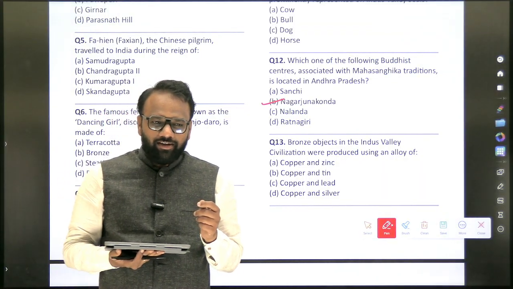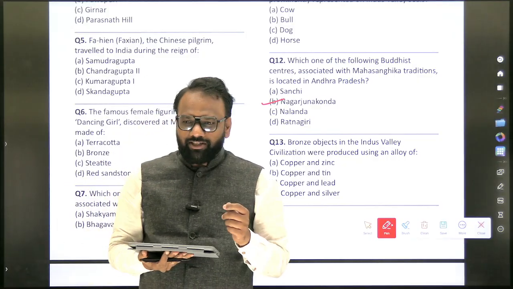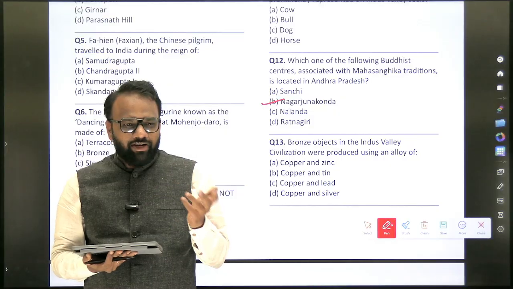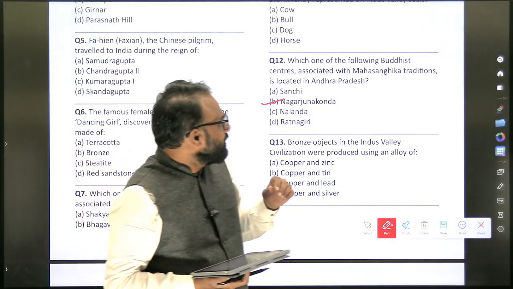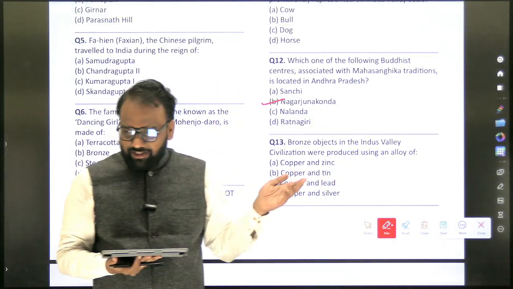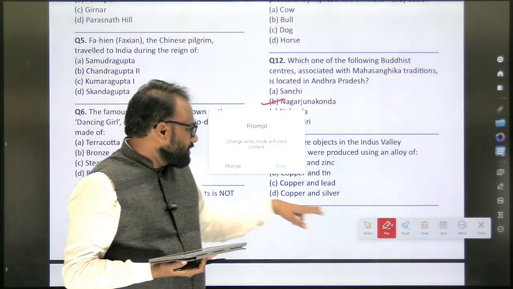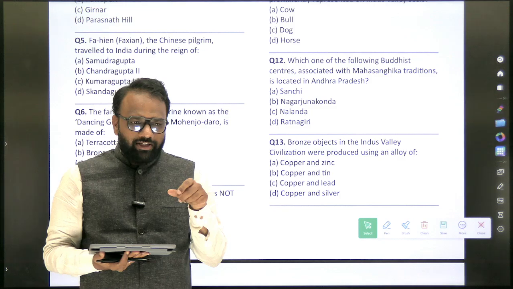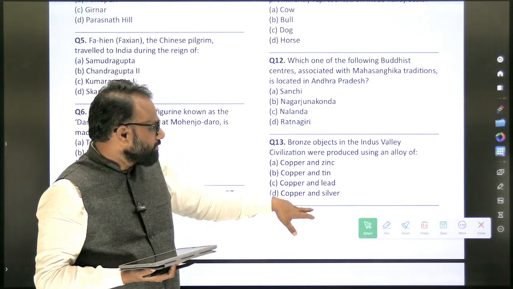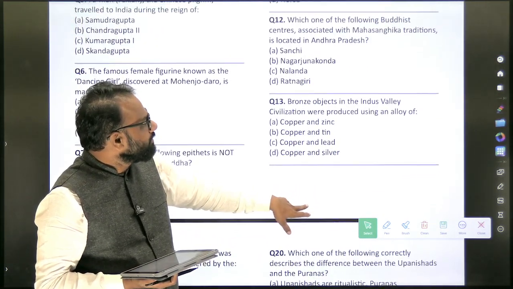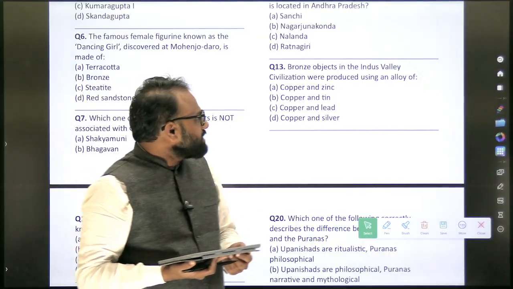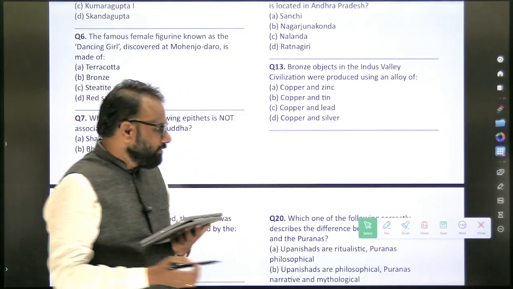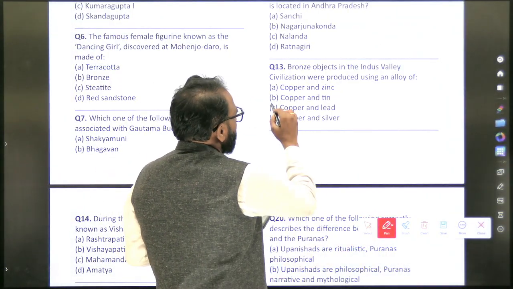Yes. Not Mahajanapada. Another question. Danyakataka. Okay, Danyakataka, where it is located. It's a similar kind of question. So it's a Mahasangika tradition itself, but a different site. Probably I shared the list of Mahasangika sites also, a few of the information I shared. Otherwise I'll share it. Next, bronze objects in the Indus Valley civilization were produced using an alloy of copper and tin. Okay, copper and tin.